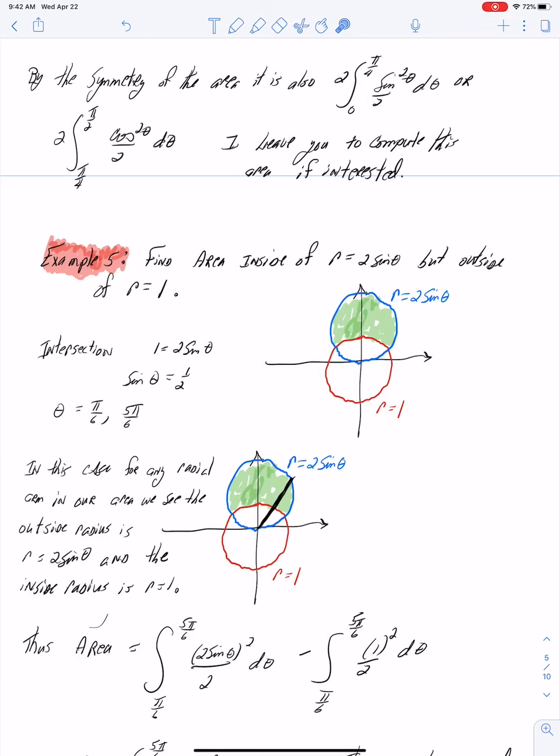The point is, first we have to figure out where these intersections are, and we do that by, to begin with, setting the r's equal. 1 is equal to 2 sine theta. Sine theta is a half. Where does that happen? At pi over 6 and 5 pi over 6. It happens at a lot of other places as well, but those turn out to be the ones we're interested in. All right, so my area actually starts picking up at pi over 6, and it's going to end at 5 pi over 6.